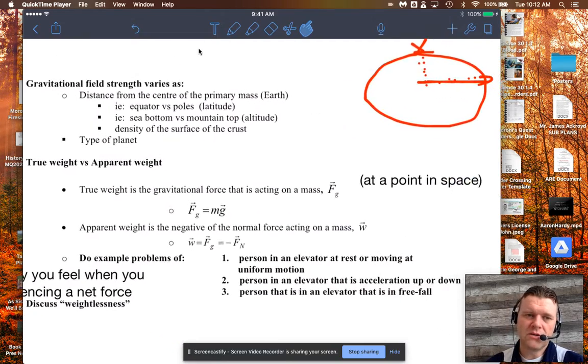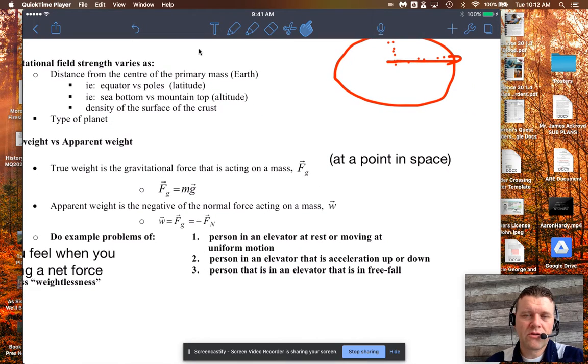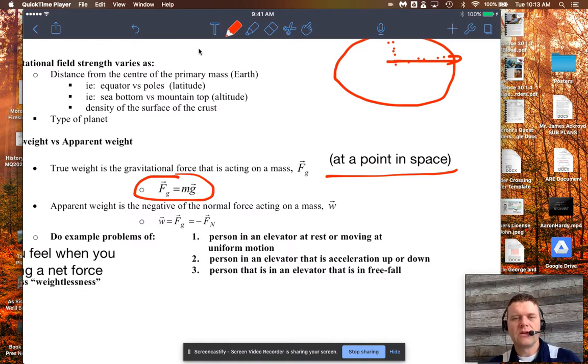True weight is the easy one. It's just the measure of the gravitational force acting on a mass, and I added, at a point in space. The true weight is calculated how we've always calculated weight: the mass of the object times whatever g happens to be at that location. Okay. Apparent weight, though, is different.